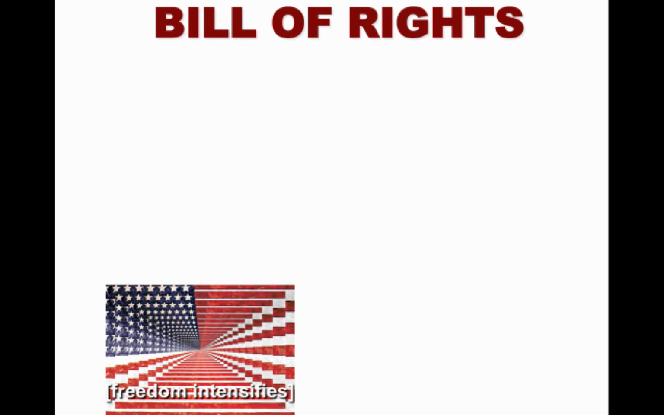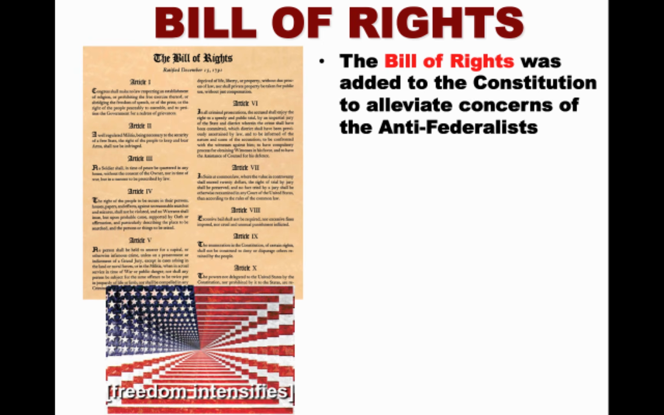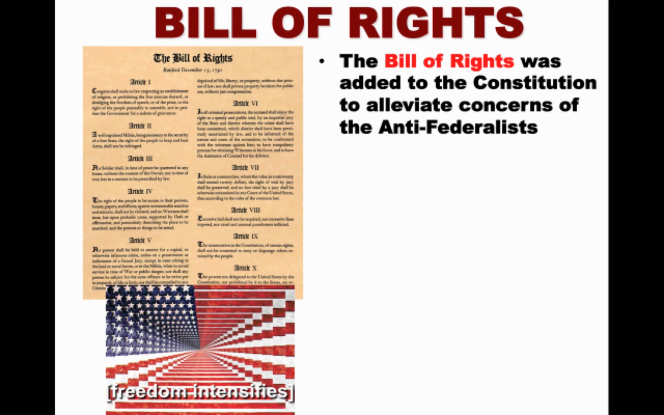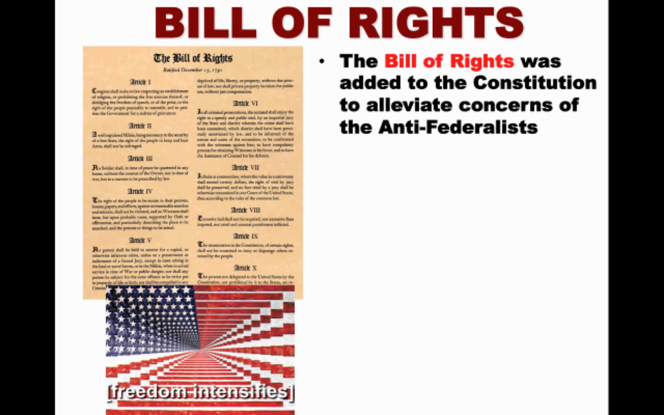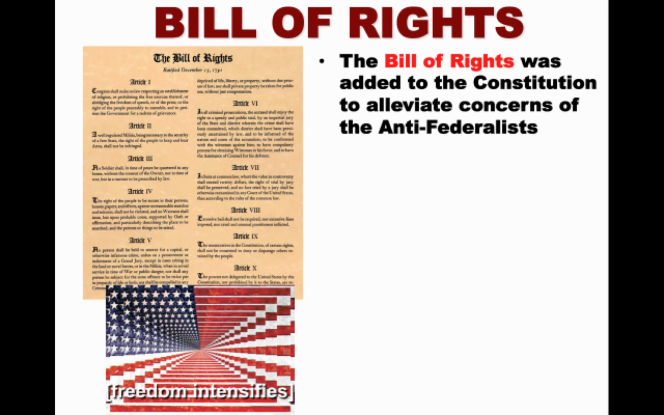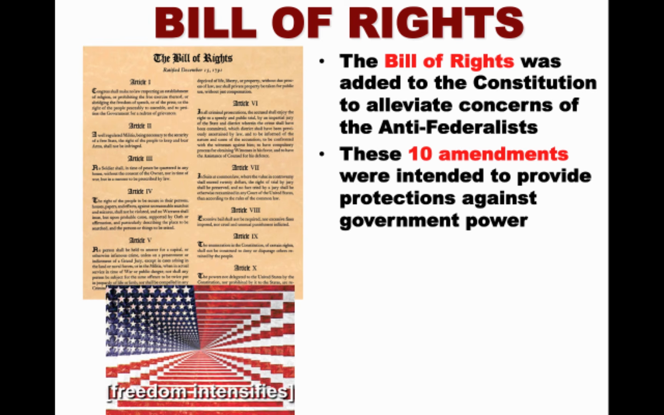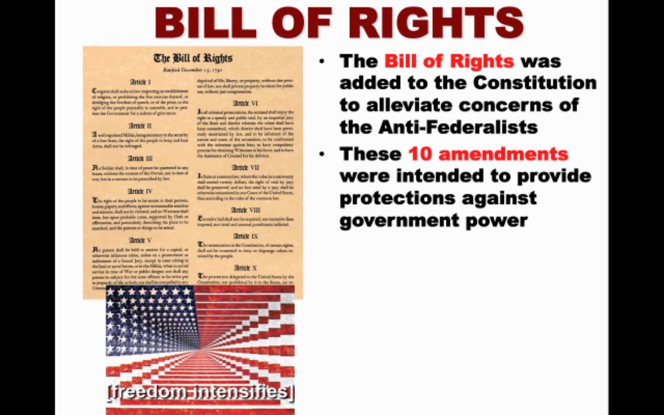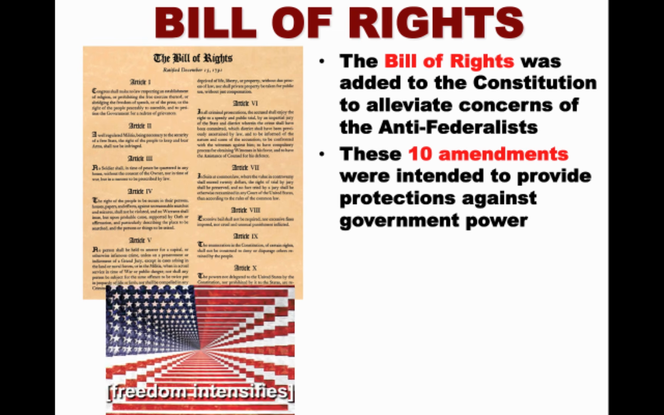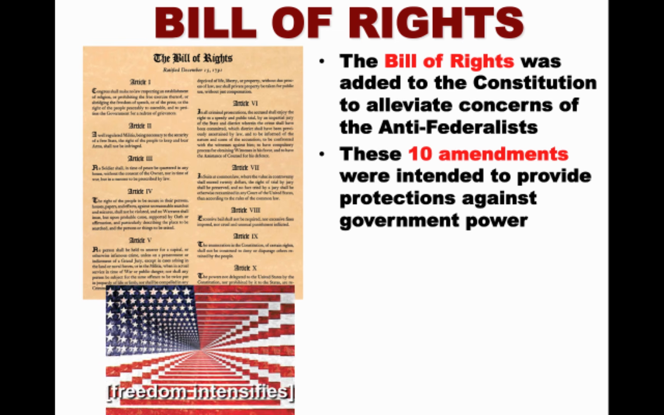Now remember, one of the things that needed to be done is the Bill of Rights needed to be added to the Constitution. The Bill of Rights was added in order to alleviate concerns of the anti-federalists. Remember, a lot of people didn't want to ratify because they were worried about too powerful of a government. These Bill of Rights are largely written by James Madison, and these include the first 10 amendments to the Constitution. They're intended to provide protections against government power. They enumerated individual rights, and they also restricted the power of the government.